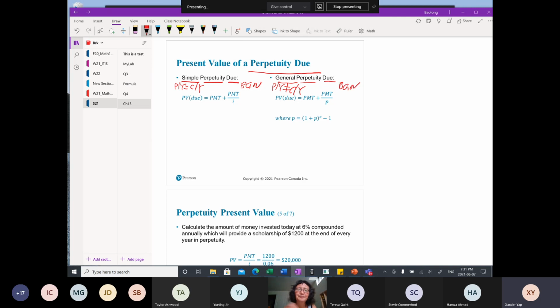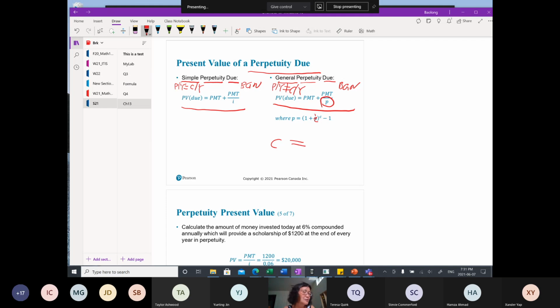Okay. So how do I calculate present value for simple perpetuity due? You just plug in this formula. Because it is simple, you use I. And how do I calculate the present value for general perpetuity due? You use this formula. Because it is general, you use P, not I. What is P? P equals 1 plus I, again there's a typo here, 1 plus I raised to power C.